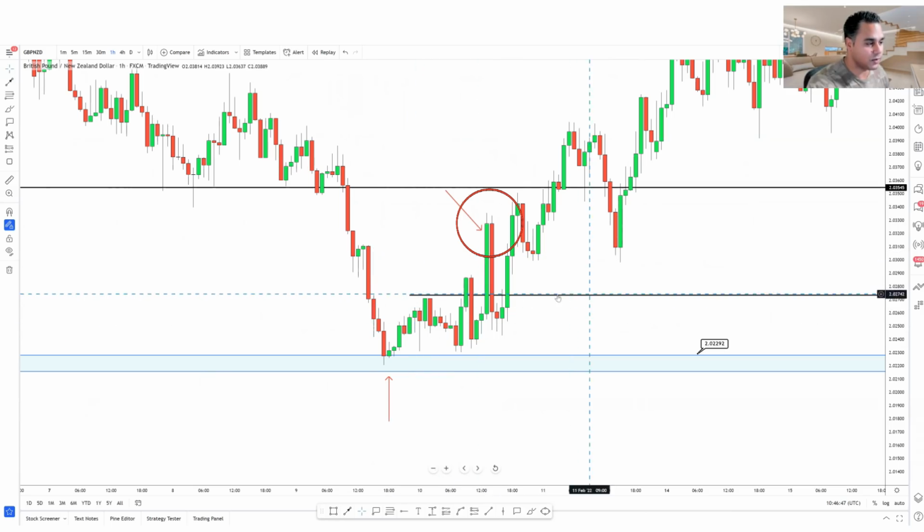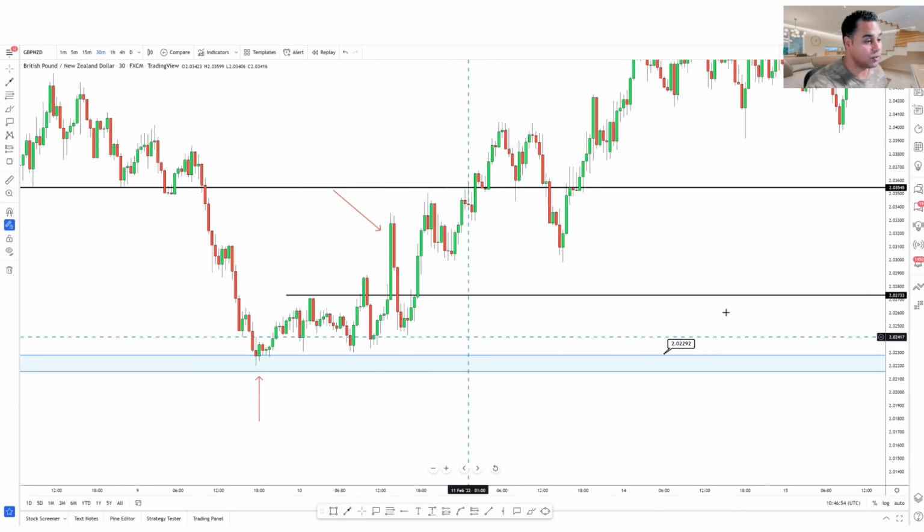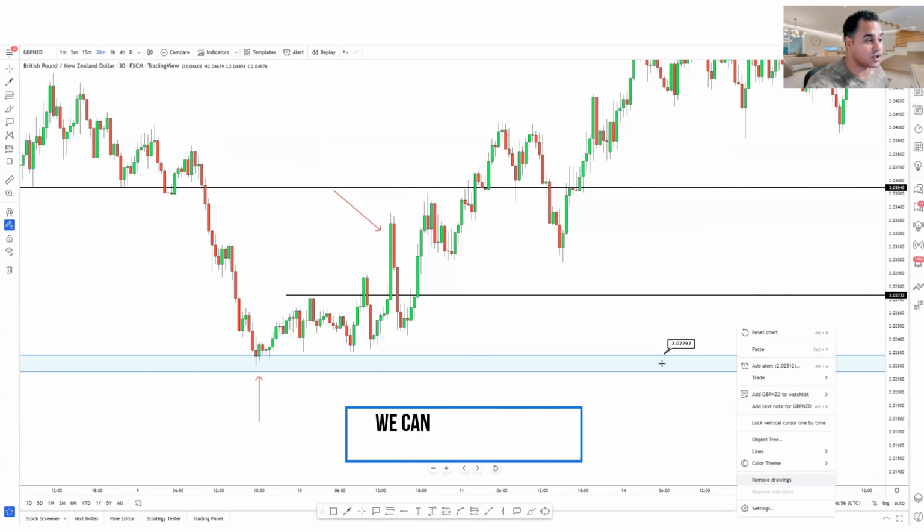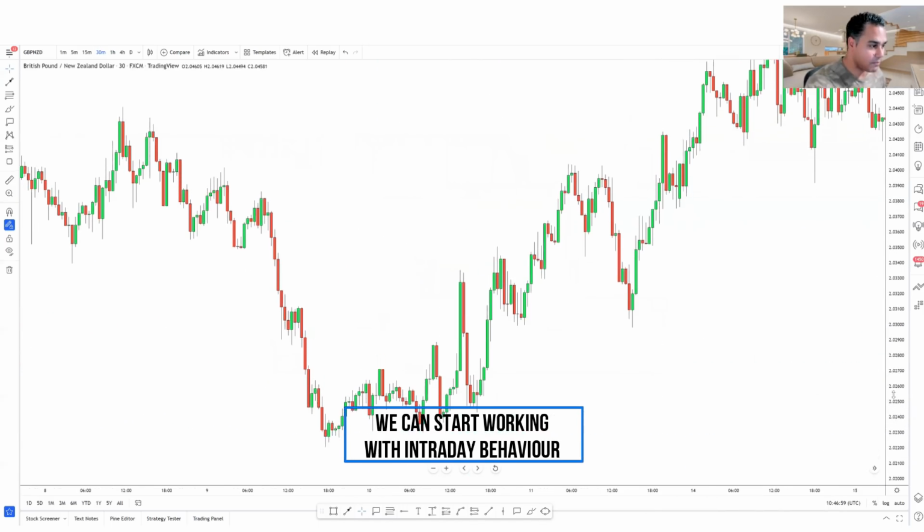The structure that we're looking for is this level here that we've isolated from the hourly time frame. Now we can go down to an entry time frame. Let's call it the 30-minute time frame. And now we can start working with intraday behavior.